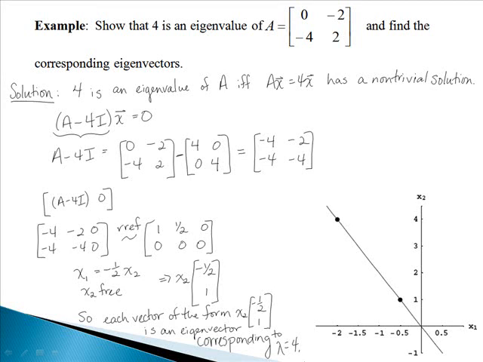And if we look at it visually here, we've graphed the vector (negative 1/2, 1). And then up here we would have 4 times that, so we have the vector (negative 2, 4). So it gives us a visual of what our solutions look like.